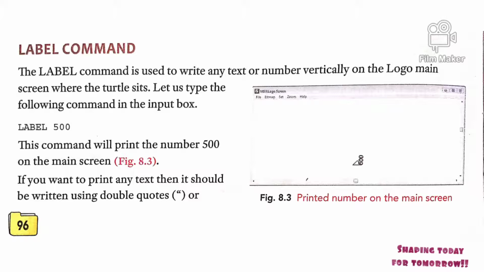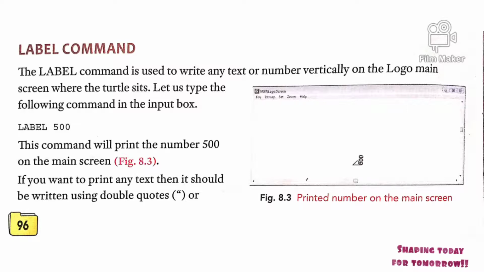Let us type the following commands in the input box. The command is label 500. This command will print the number 500 on the main screen. So this command will give you the print on the logo main screen, the print of number 500. Let's see figure 8.3 for this. Printed number on the main screen. So students, this is how the number will look on the main screen. This is the vertical position number.